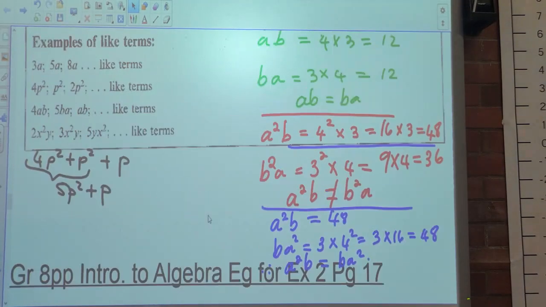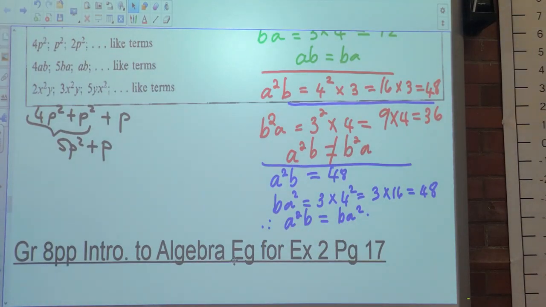Tomorrow we're going to look at some simplification of terms. Okay, you all okay with that? Yes, sir. So I'm going to give you a chance to write this down.